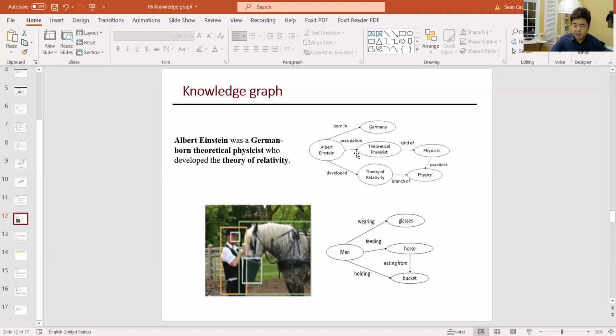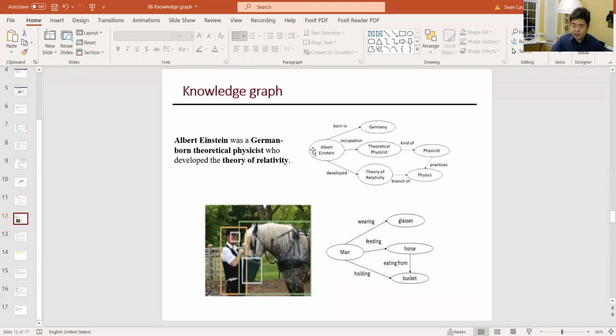So let's look at another sentence. Einstein was a German-born theoretical physicist who developed the theory of relativity. You can see the sentence here broken down into a knowledge graph. We have Einstein, whose occupation is physicist, and we have the theory of relativity, and we have German. So we have all the relationships. The idea is the same.